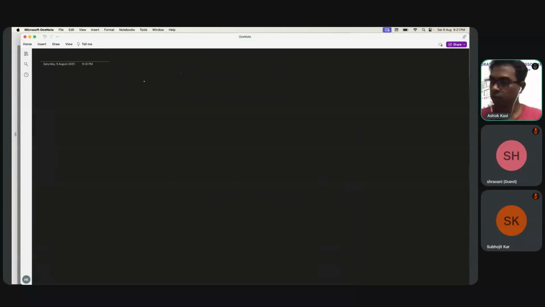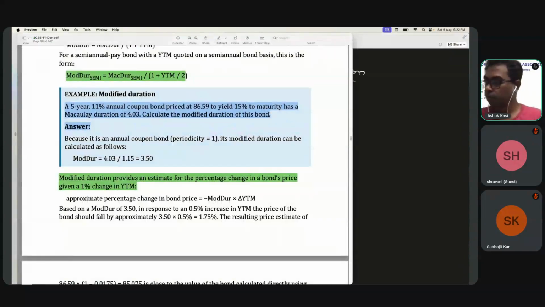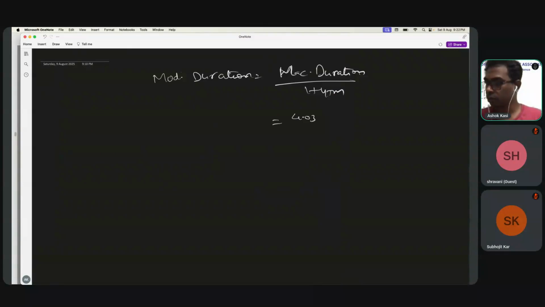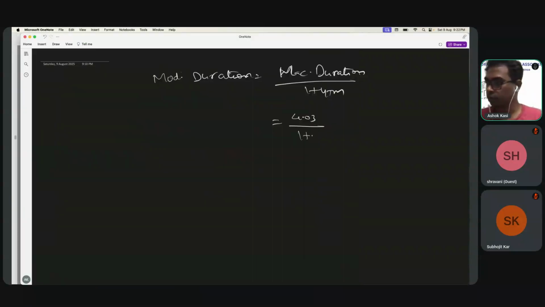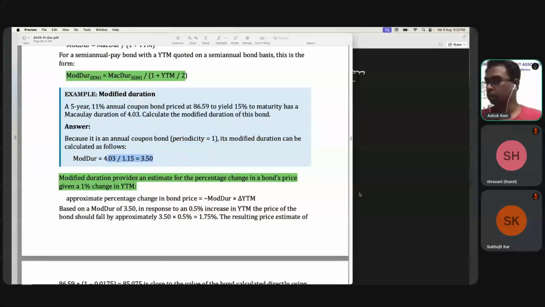So modified duration is equal to Macaulay duration divided by 1 plus YTM. So modified duration, Macaulay duration is 4.03. YTM is 15%. Solve this now. I think that's it. Yeah, this much only. Solve it.